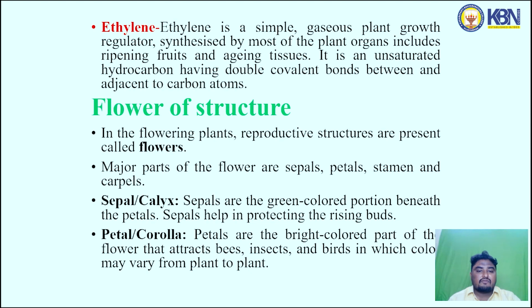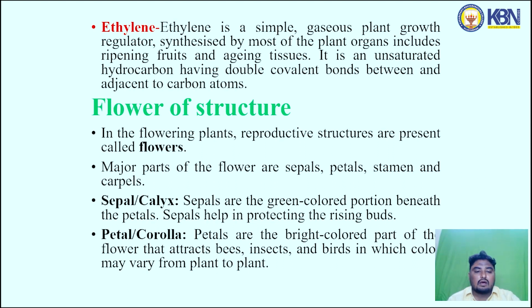The next topic is the flower structure. In the flowering plants, reproductive structures are present called flowers. The major parts of the flower are sepals, petals, stamens, and carpels. The sepals are the calyx. Sepals are the green colored portion beneath the petals. Sepals help in protecting the rising buds.